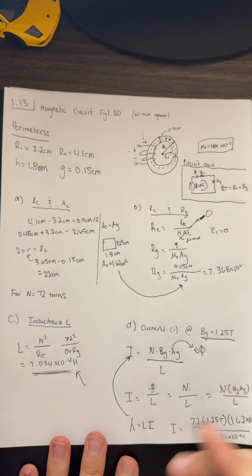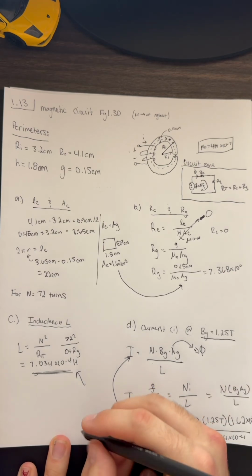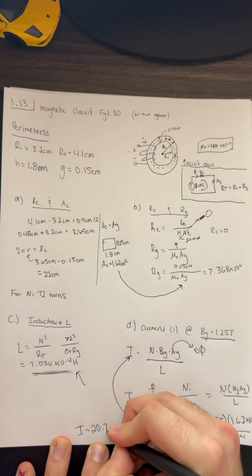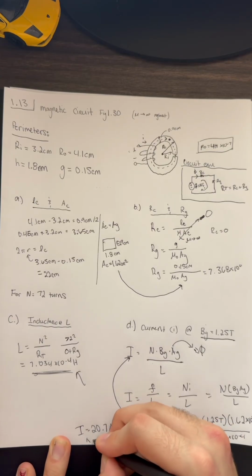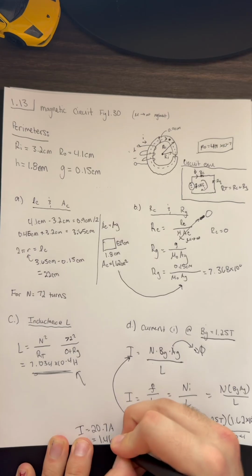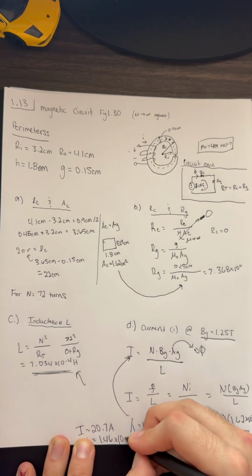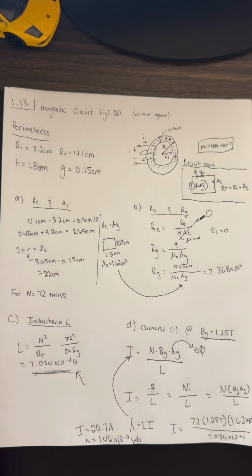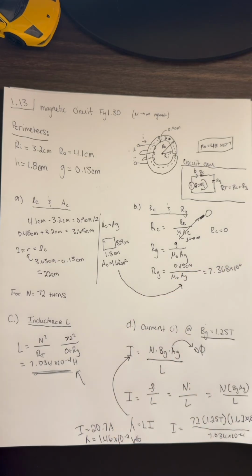Pulling these all together, our I is equal to 20.7 amps, and then our lambda value is equal to 1.46 times 10 to the negative 6 Wb. So these are just more units: webers, amps, henries. Here's the complete solution for 1.13.